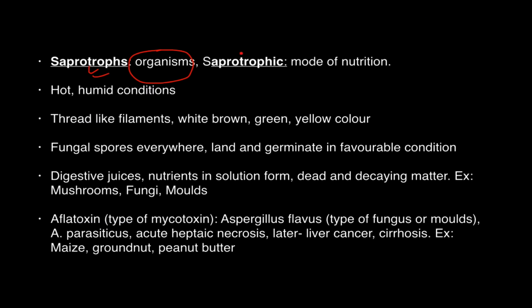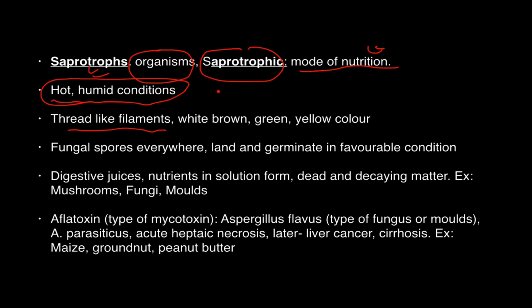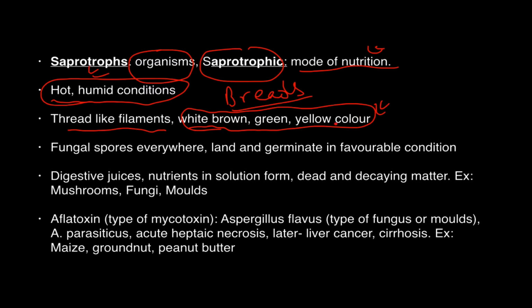Saprotrophs are organisms, while saprotrophic is the mode of nutrition. By now you must have understood. Now they grow in hot and humid conditions. There are thread-like filaments. Now you must have seen them growing on breads, etc. When you leave bread, especially in hot moist conditions, there are white, brown, green, yellow colored growths on it, which looks ugly and disgusting.